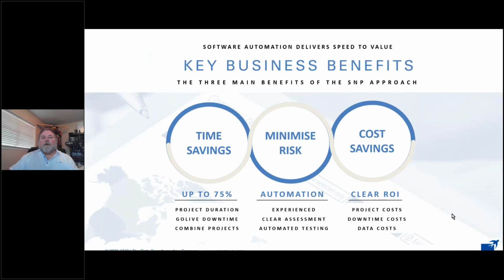So our key benefits of our software and our methodologies, what we call the SNP approach collectively, is we give you time savings. We've been able to save our customers up to 75% in their project duration. We've reduced go live downtimes, and we've also combined projects so the customer only goes through one go live to accomplish many things, whereas without our approach, you might have to upgrade and then do a next step and then do a next step before you can actually finally go live, which may put your business through multiple go lives, multiple trainings. So we reduce business fatigue by combining into one project.